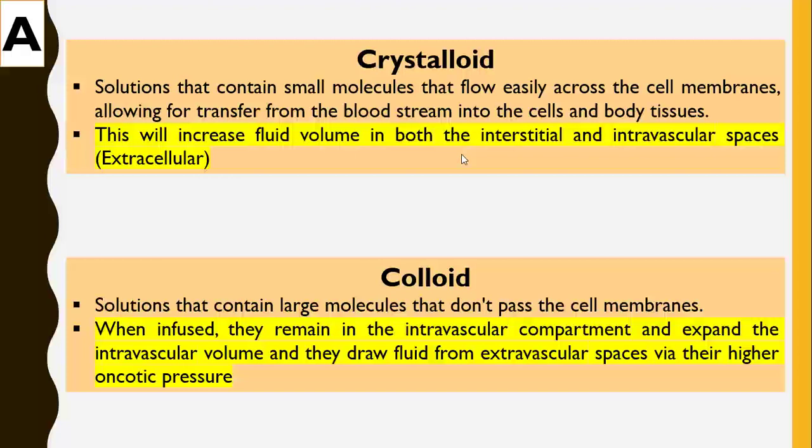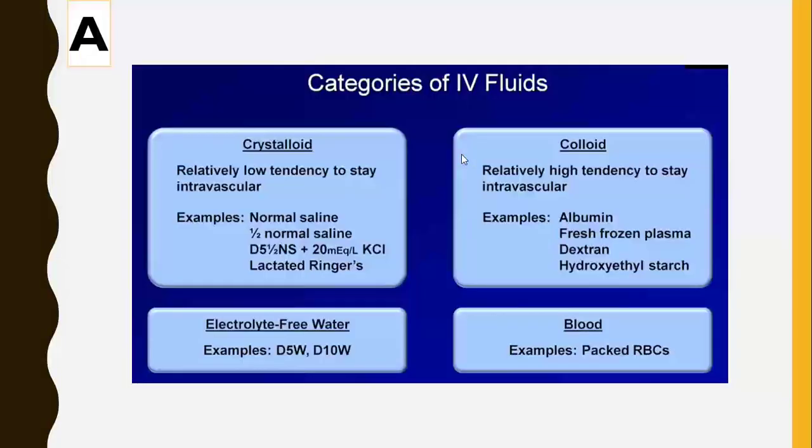Colloids are solutions that contain large molecules and don't pass the cell membrane or capillary membrane. So when infused, they remain in the intravascular space. They will expand the intravascular space and withdraw water from the interstitium and the intracellular space. Why? Because they have large particles which cannot pass easily through the capillary membrane. This slide informs you that the categories of IV fluids are not only the crystalloids and the colloids; we have the electrolyte-free water, the glucose 5% or 10%, and the blood also is an example of IV fluids.